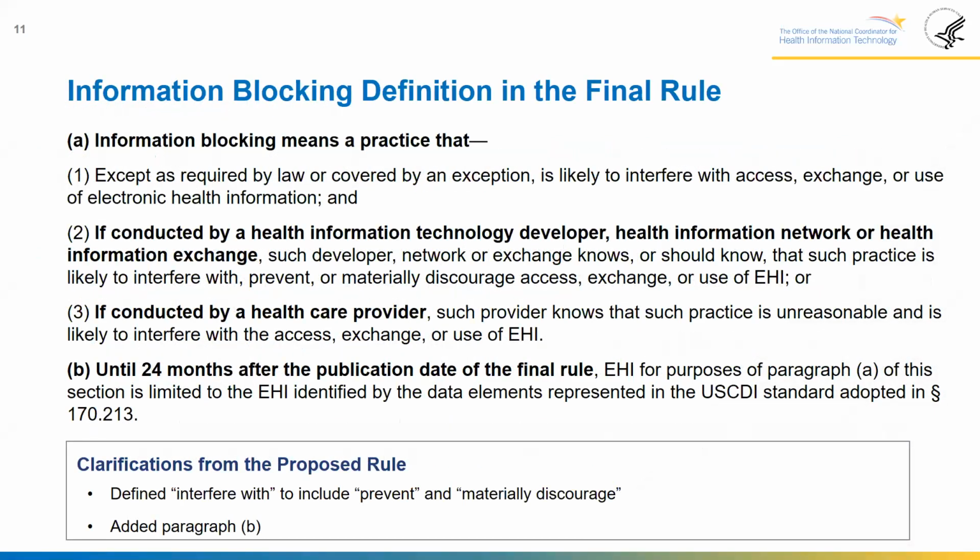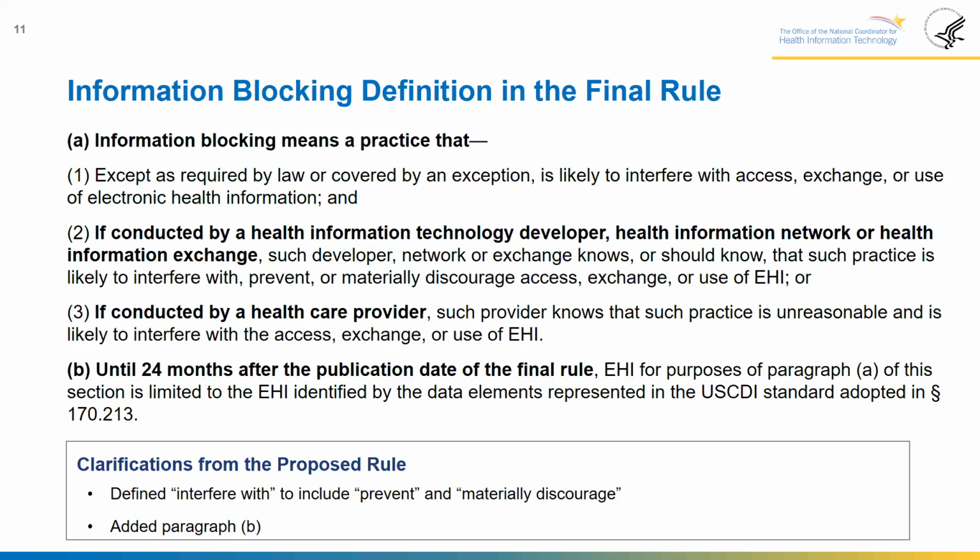We can move to the next slide. So now on the screen you see the information blocking definition. The basis of it is in the statute, the Cures Act. As we proposed, one thing we did was we combined terms such as interfere with, materially discourage, and prevent into one term, interfere with. But more importantly, we added this new paragraph you see on the screen, which is B. It's limiting the scope of EHI within the definition for the first 24 months. And that scope is to just the EHI that is identified by data elements represented in the USCDI standard. So that means from the time compliance is required, and then up to another 18 months after that, the expectation is actors will provide the data that's represented in the USCDI, not the full scope of the EHI definition, which we'll also talk about more.